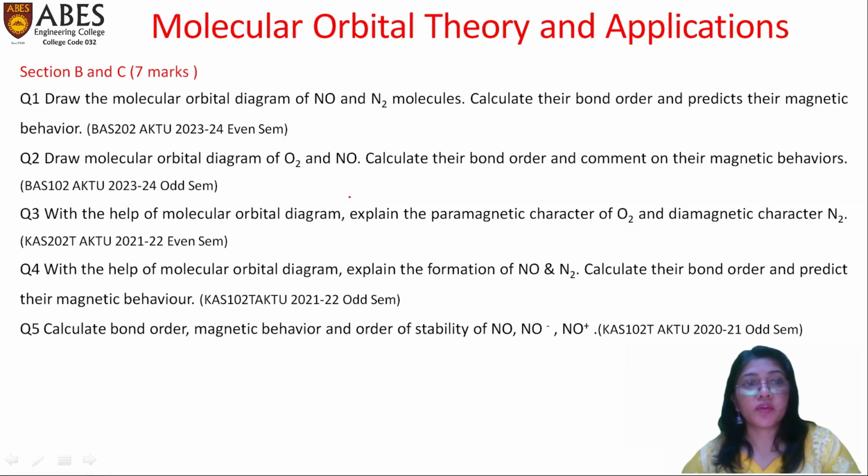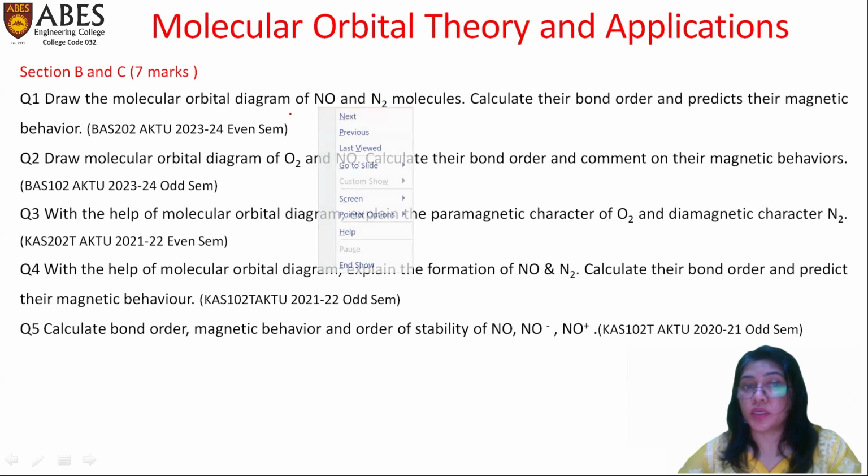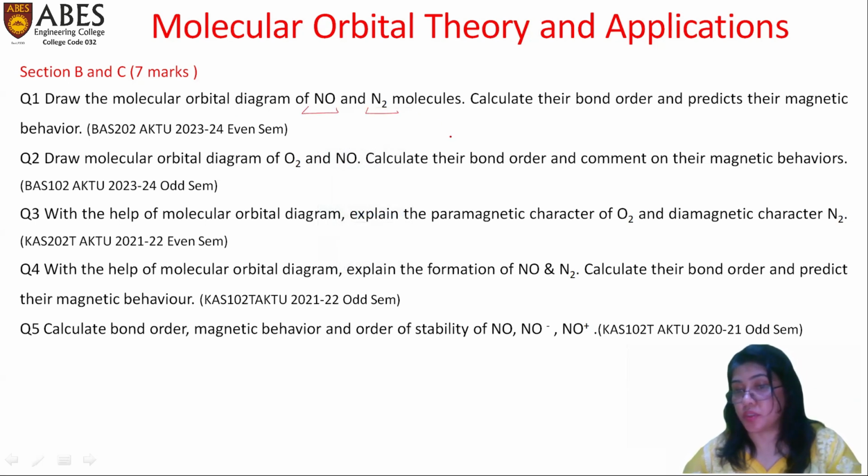Now we are discussing the section B and section C questions for this topic. In this case, the question asks to draw the molecular orbital diagram. We have to ensure that we draw both diagrams, the NO molecular orbital diagram as well as the N2 molecule diagram. Making of this diagram has already been discussed in lecture video 5, unit 1 of the ABES CETL videos.